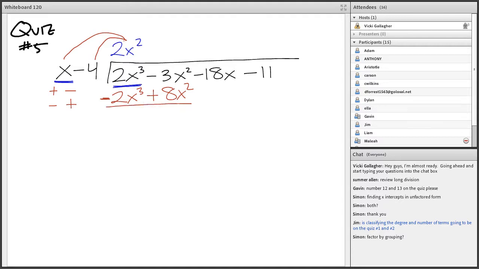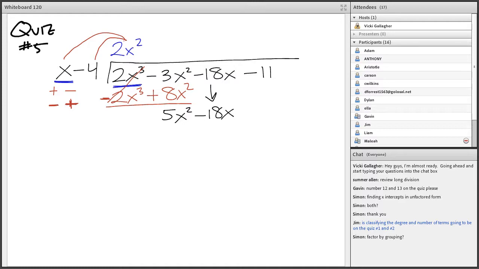And so I'm using these symbols right here, the negative and the positive. The goal is that the first one's going to cancel out, and that should always happen. The second one's not going to cancel out; the second one you're going to add together. So negative 3 plus 8 is 5x squared. We're going to bring down the next term, minus 18x, and we're going to do it again.